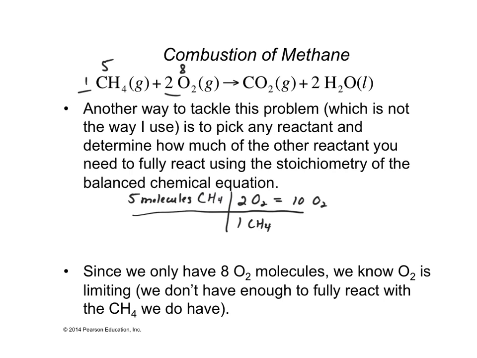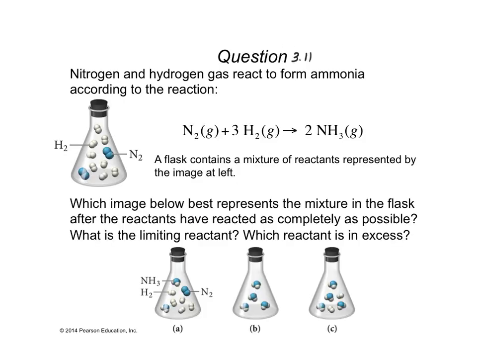Okay, so let's do a problem. It's not a mathematical problem, it's more of a conceptual one. So we have a flask. It is over here to the left, okay? And in this flask, this reaction is taking place where we have nitrogen and hydrogen combining to make ammonia, and that is a nice balanced chemical equation for this reaction, okay?